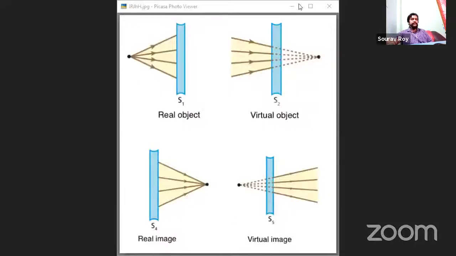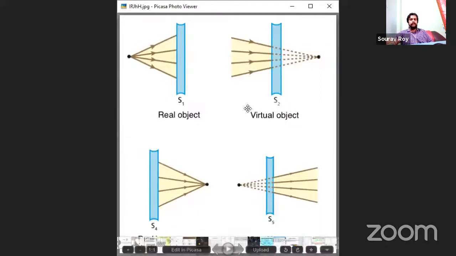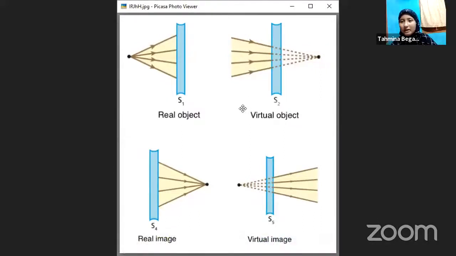Yes, Tamina? I didn't understand. Where was the object, the surface? Could you please say it a little louder? I did not understand what you just said about this real image and virtual image. Were you present from the starting of my explanation? Yes, sir. I was present. I joined about 2 minutes late because of a network problem.